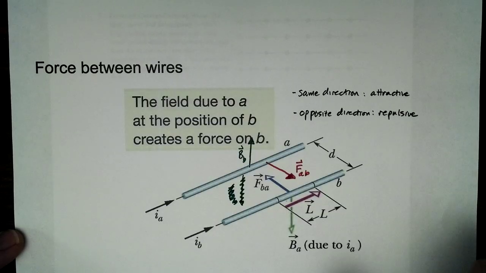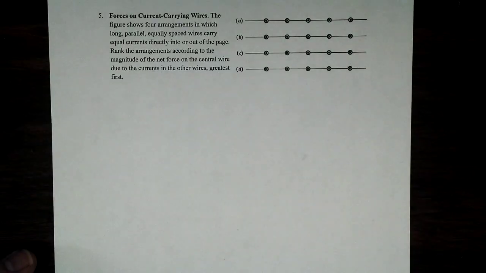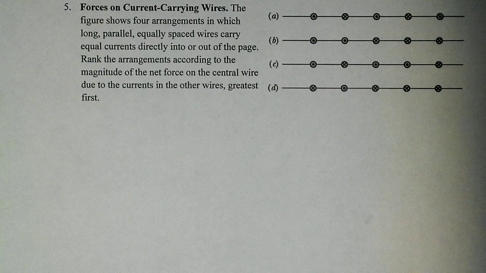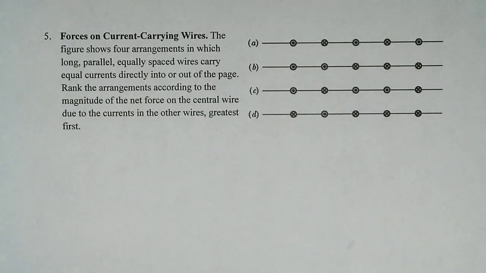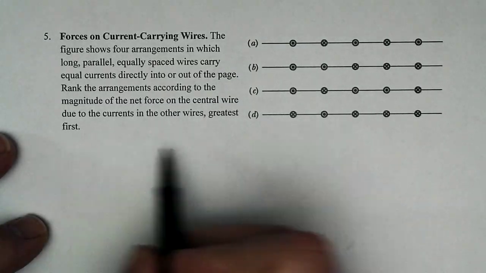And some problems ask you to work out various details of that. This is just a ranking task that takes advantage of that opposite and same direction current flow in wires to ask you about what the magnitude of the net force on the central wire is due to the currents in the other wires, with the greatest first in this particular ranking. So I'm going to walk through, well, I'm going to do them all, but I would encourage you to perhaps, if it makes sense to you right now, pause the video and see what your ranking is, or watch me work through A and then pause the video and do B, C, and D.